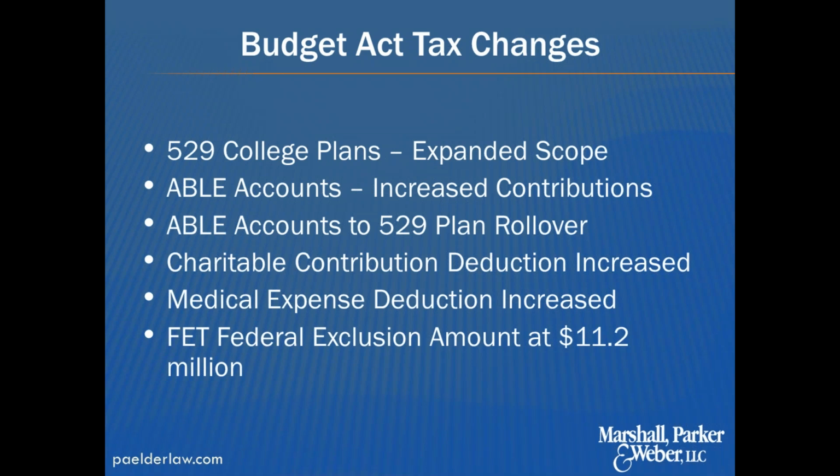In addition, funding of the ABLE accounts can now be made by a rollover from a 529 plan. So if there's a 529 college savings account that is not going to be used for a beneficiary with a disability, those funds can be rolled tax-free into an ABLE account for the disabled beneficiary. The amount of the rollover is limited to that $15,000 annual exclusion limit.